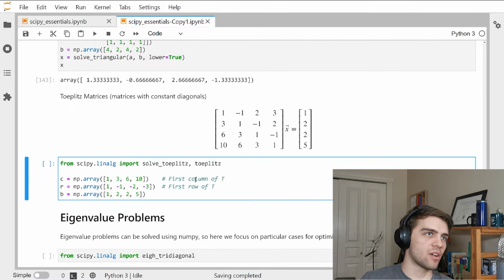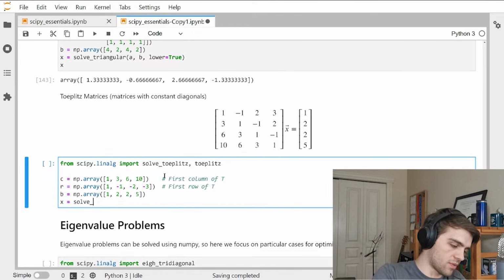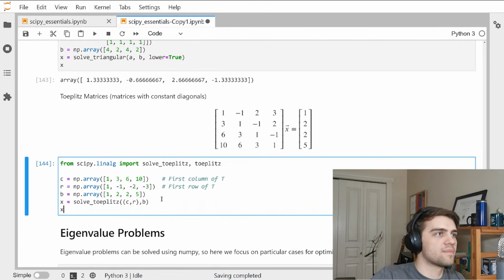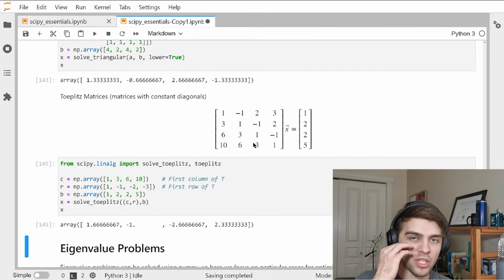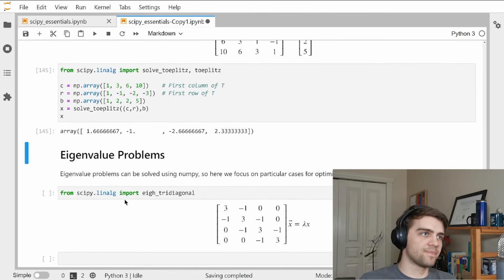So here I define C and R as the first column and the first row, and B is the vector here. And here I would go X is equal to solve_toeplitz. And I give it C, R in a tuple like that, and then B. And then I can find what X is, and it will give me the solution here. So again, these are matrices that show up. If you want to do the optimal way for solving these things, if you have really large matrices, you would typically use these methods here.